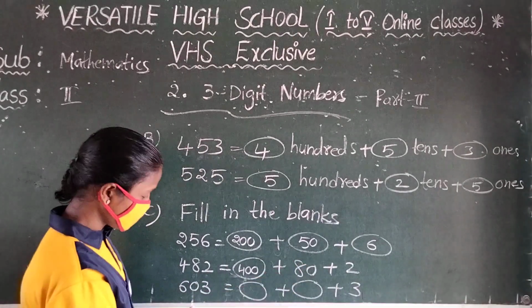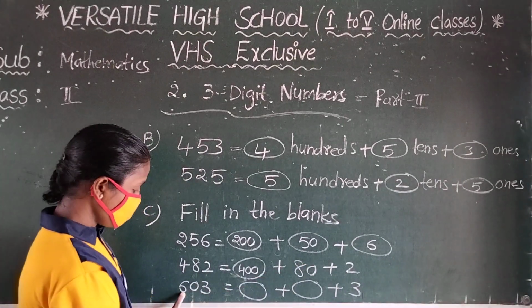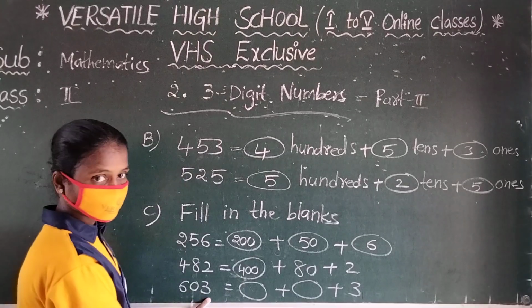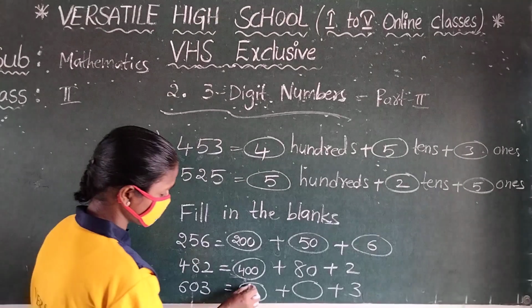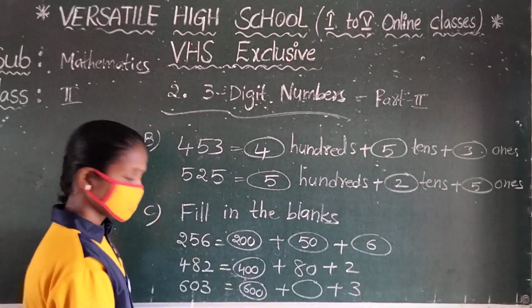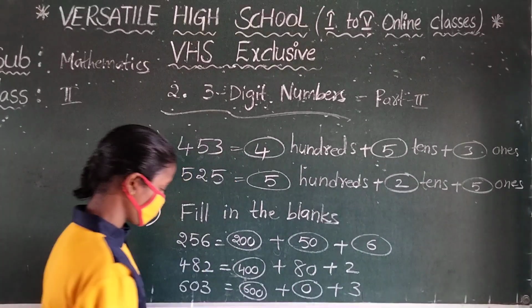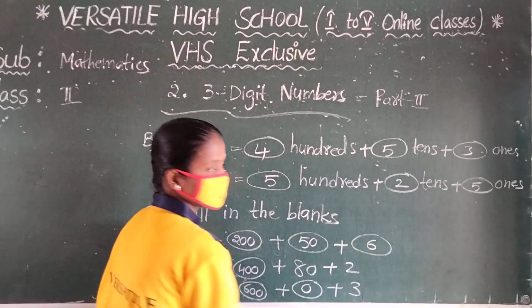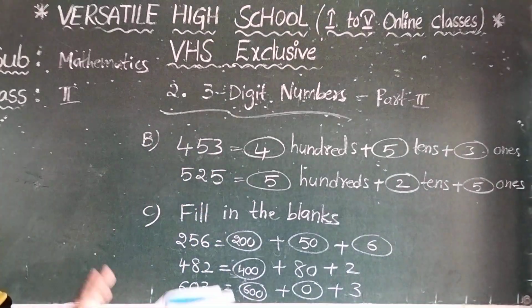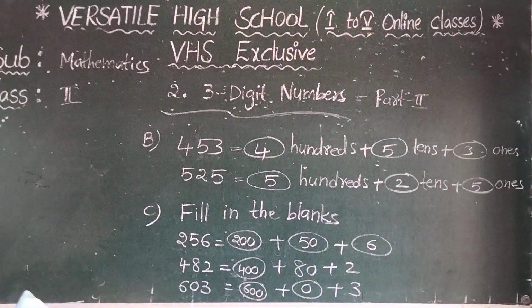Now here observe that. Already given there. Here fill in the blanks. 603. 6 is in the hundreds place, 600. 0 is in the tens place, 0 tens, 0. And 3 is in the ones place, 3. Now the remaining you fill in yourselves.